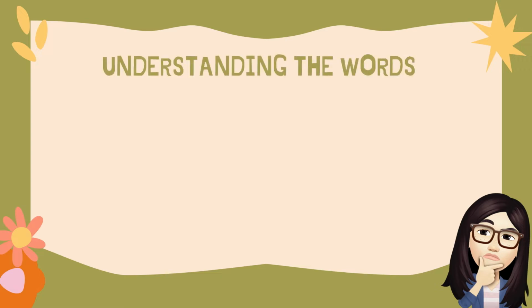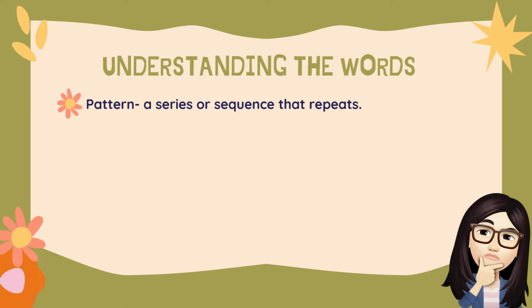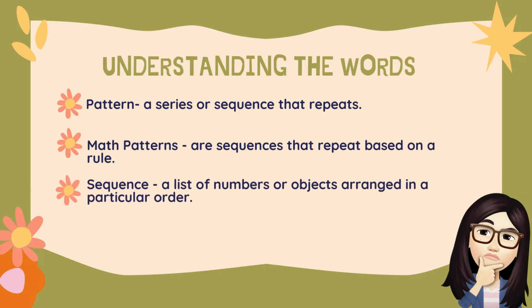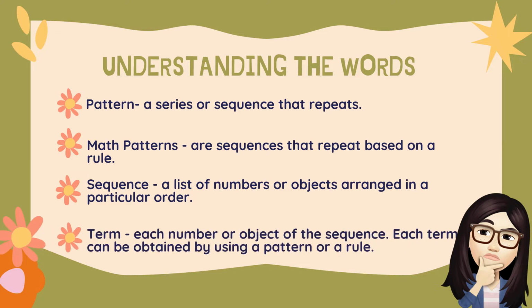Before we proceed to our lesson, let us first understand the following words. First is pattern. Pattern is a series or sequence that repeats. Next, math patterns. These are sequences that repeat based on a rule. Third, sequence. Sequence is a list of numbers or objects arranged in a particular order. Term. Term is a number or object of the sequence. Each term can be obtained by using a pattern or a rule.